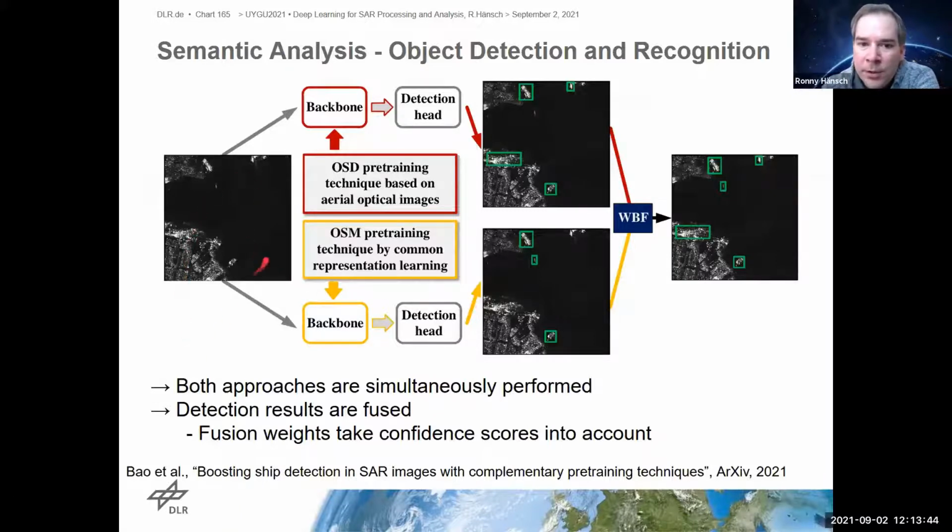So for one SAR image, they would have one detector based on the optical ship detector, and one on the one that was pre-trained for the matching. Both of them would give results, and then they do a weighted fusion scheme where the weight is proportional to the confidence score of the detections in order to derive the final image. And that worked quite well.